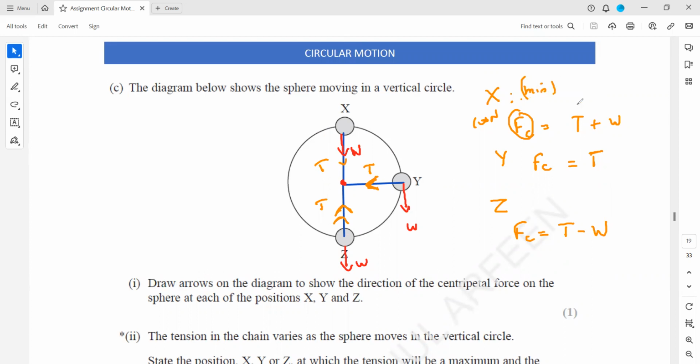Because to move the object in a circular path, the resultant force is tension plus weight. So weight is also contributing towards the center. That's why we don't have to apply too much force. But at position Z, we have to apply force against the weight, and the tension must be higher than the weight to create a resultant force toward the center. So the tension will be maximum at position Z. And at position Y, the tension will not be minimum or maximum. It will be average, in between X and Z. Is it clear?